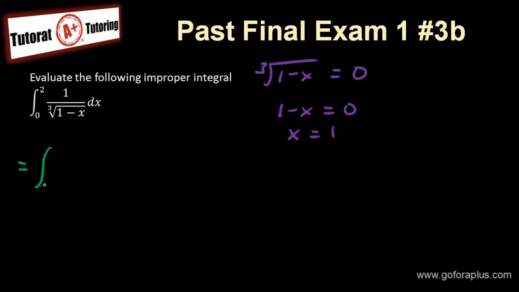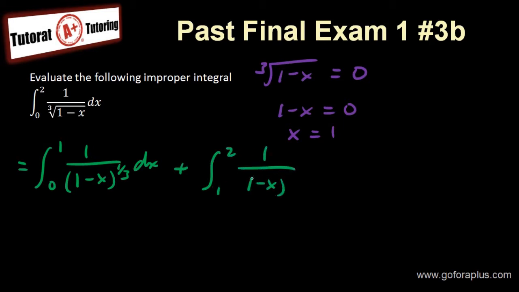So my integral is becoming 0 to 1, and the function, I'm going to write into exponential form like this so that it is easier to integrate. From 1 to 2, 1 over (1 minus x) to the power of 1/3 dx.